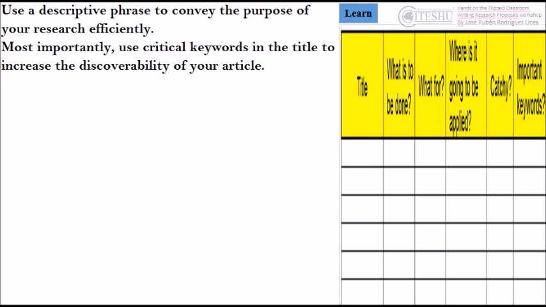Use a descriptive phrase to convey the purpose of your research efficiently. Most importantly, use critical keywords in the title to increase the discoverability of your article.